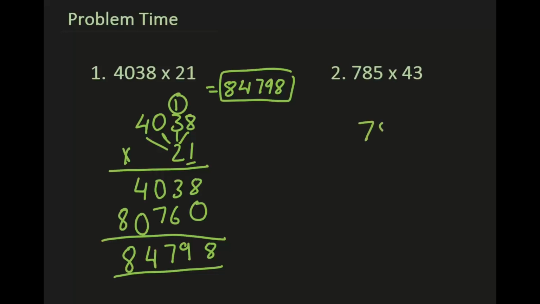We have 785 times 43. So, we are going to multiply. So, we have 3 times 5, which is 15. So 1's up there, 5's down here. Then we have 8 times 3, which is 24. And then 24 plus 1 is 25. So 2's up there, 5's down here.